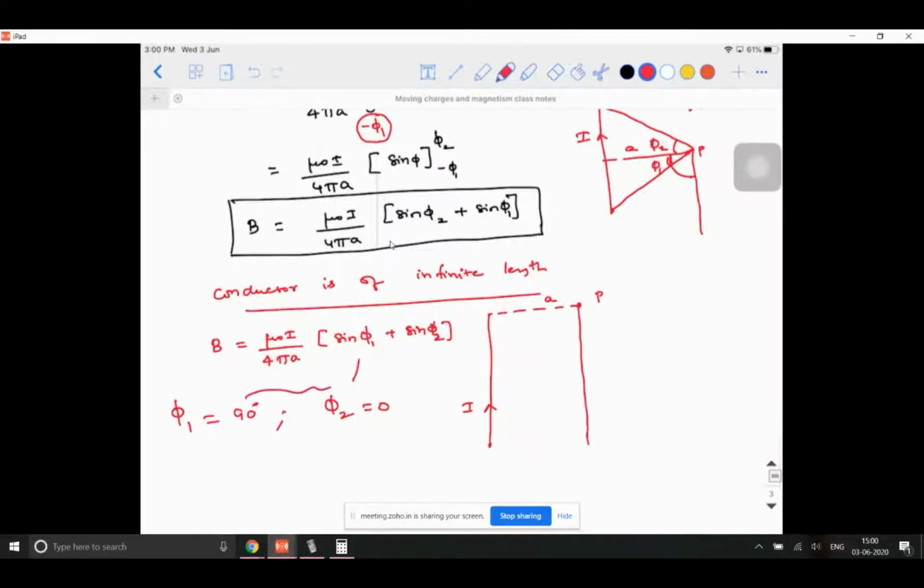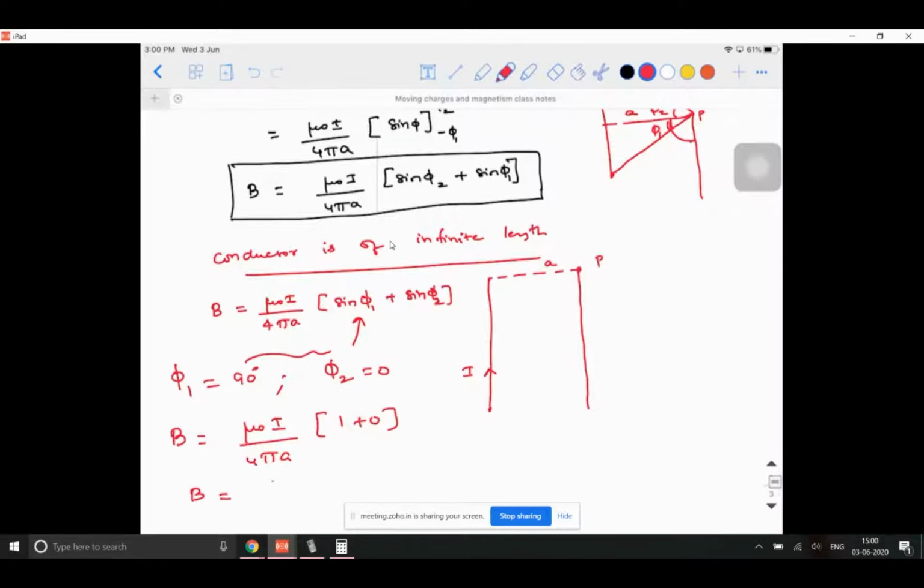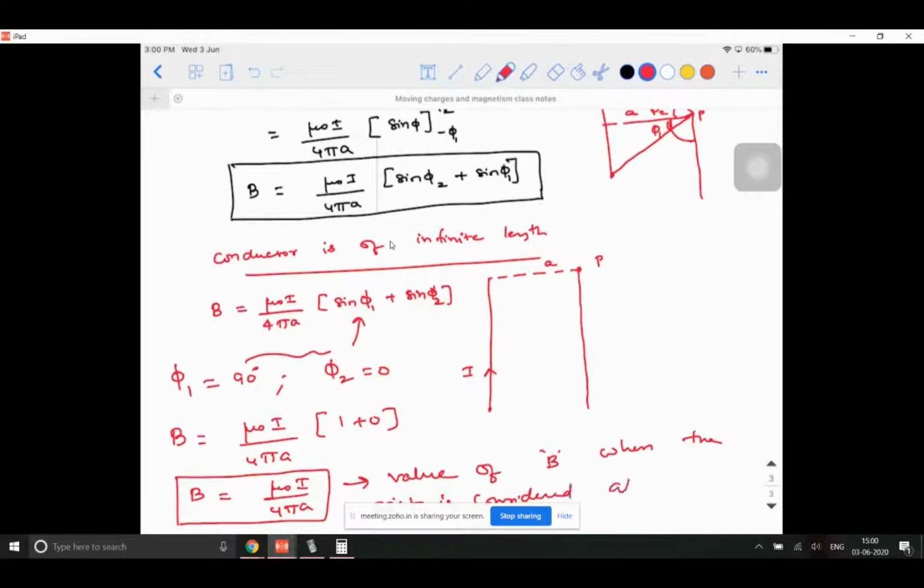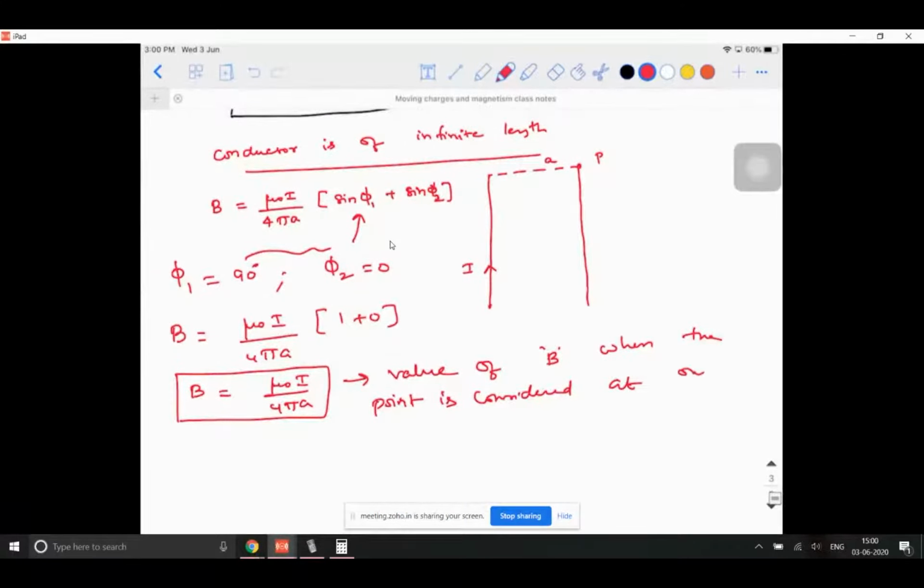If you substitute these two values in this expression, then what is going to be the value of B? It is mu naught I divided by 4 pi a into sine 90, which is 1, plus 0. So what is the answer? B is equal to mu naught I divided by 4 pi a, provided you have taken the point P at one of the ends of the infinite length conductor. So this is the value of magnetic field when the point is considered at one of the ends of the infinite length conductor.